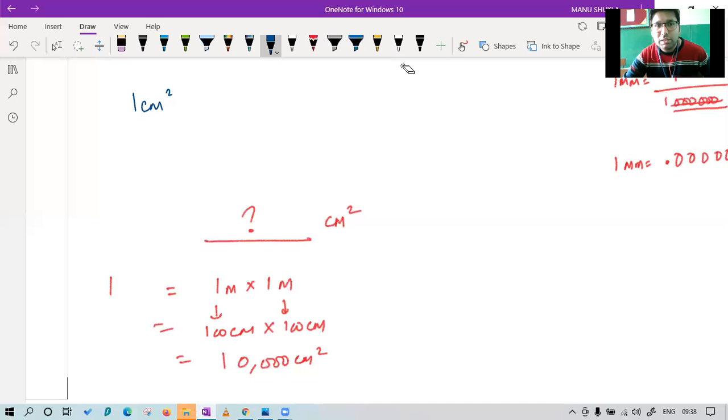1 centimeter square. 1 centimeter square is equal to, suppose, millimeter square.